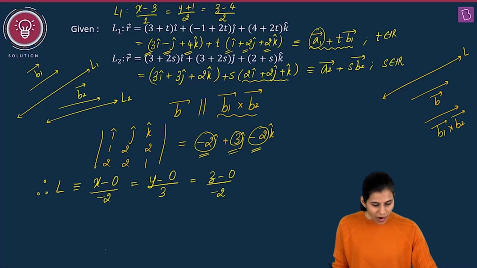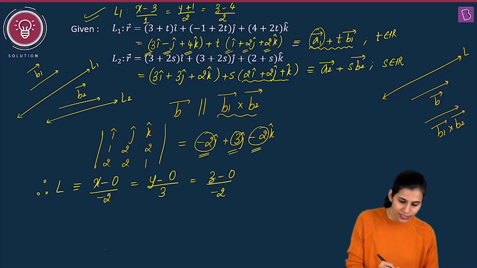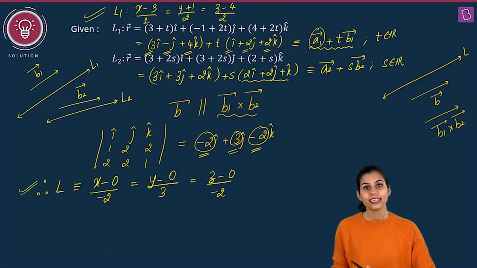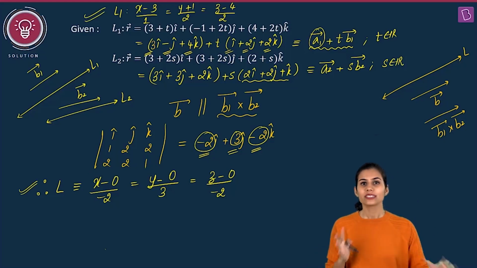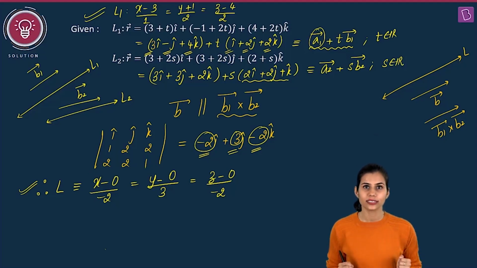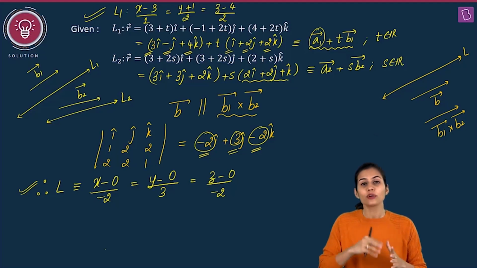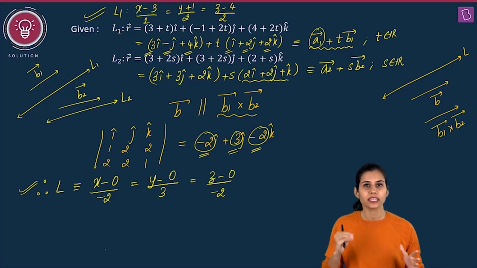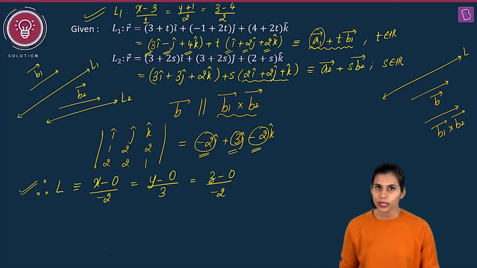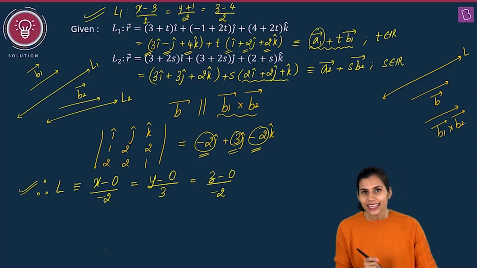Bingo. Why have I expressed both line 1 and line L in the same Cartesian form? Because now I'm interested in catching hold of their point of intersection. See, both my lines are intersecting at a point. I want to compute the coordinates of that very point of intersection. So for that, what I'm going to do is, first of all, write a general point which is sitting on line L.